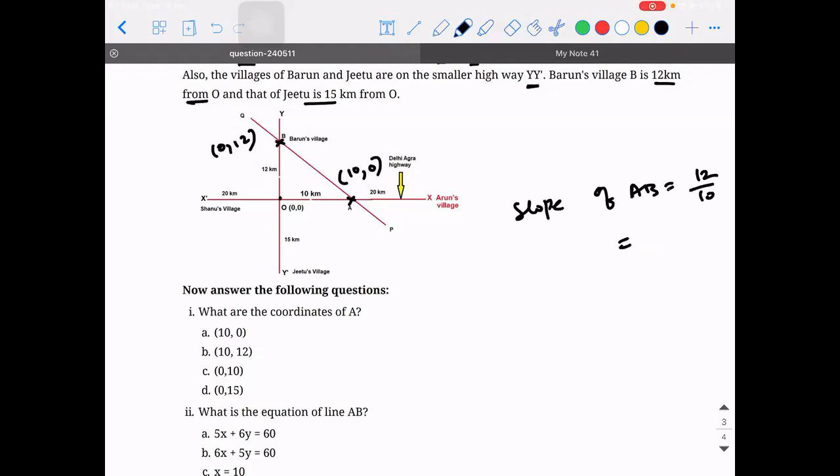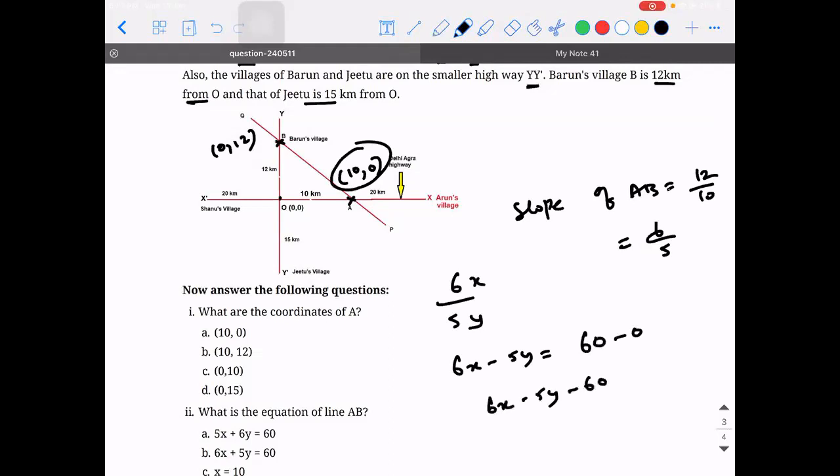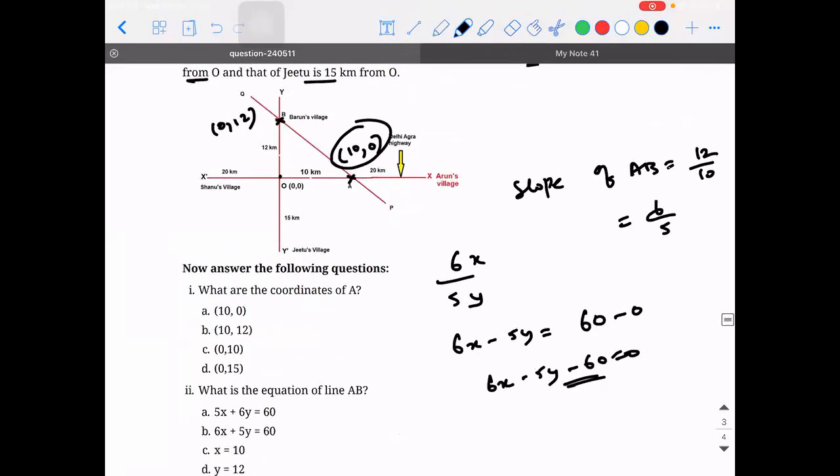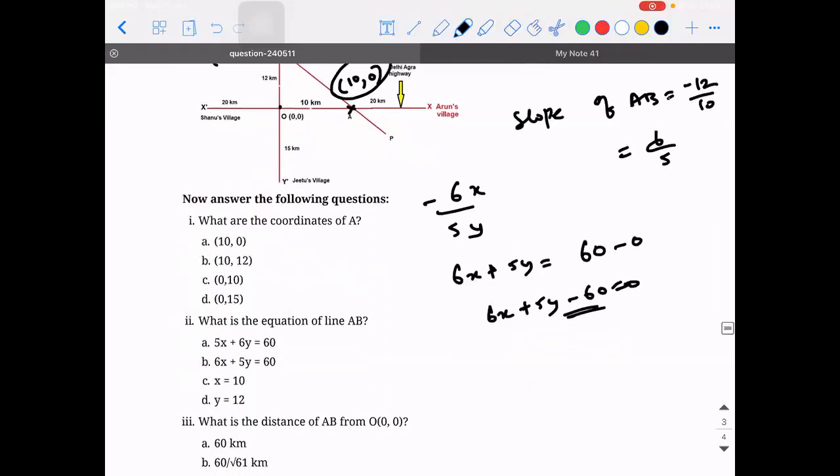Did I tell you a shorter way to write the equation? When you have the slope, multiply the numerator with x, denominator with y, change the sign, is equal to, substitute any one of the points in it. It will be 60 minus 0. So 6x minus 5y minus 60 is equal to 0. Oh, this is minus 12 by 10, so minus 6 by 5. So 6x plus 5y minus 60 is 0. Answer is the second option.